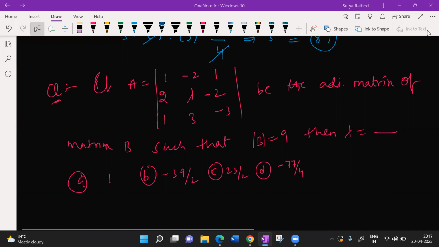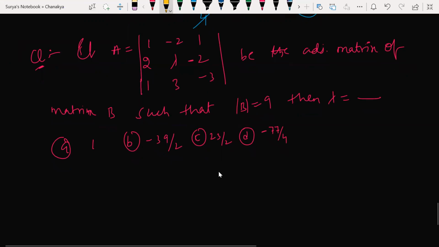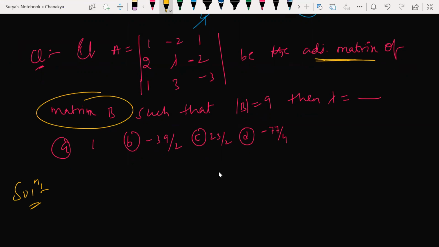Jaishwal, are you here? Solve this question, beta. Determinant of A is given to you. A is the adjoint matrix of matrix B, such that determinant of B is 9 given. Then the value of lambda is what? What idea are you getting by looking at this question? Beta, what has he given? A is the adjoint matrix of B. That is what he has given. So determinant of B is 9.